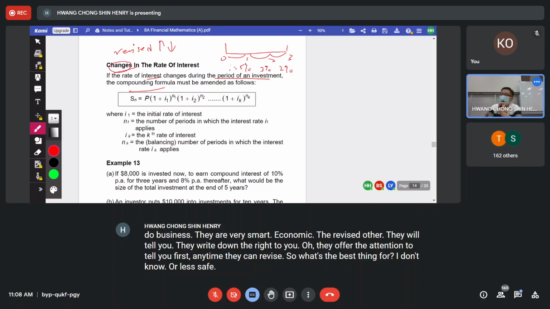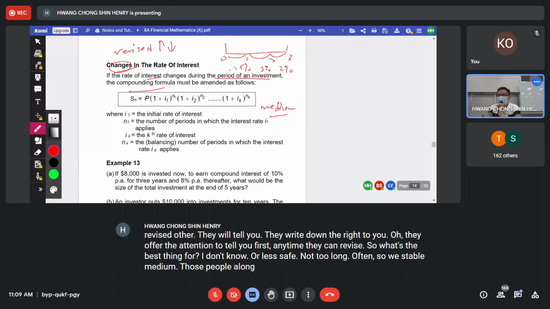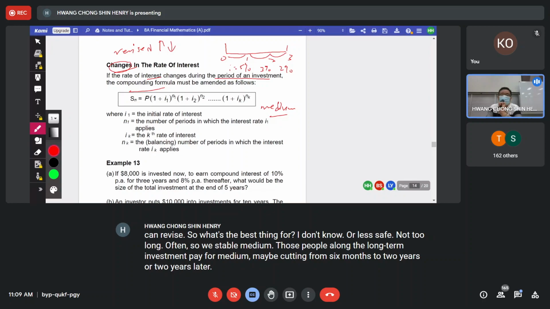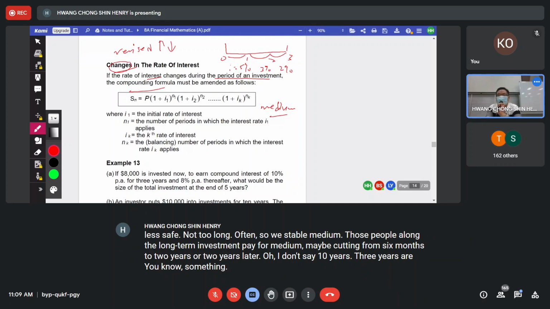So what's the best thing for customers like us to do? Save not too long, not too short. We save for medium. Don't save for long-term investment. Save for medium, maybe from 6 months to 2 years or 3 years like that. Try not to save 10 years, 20 years. No such thing. No guarantee.